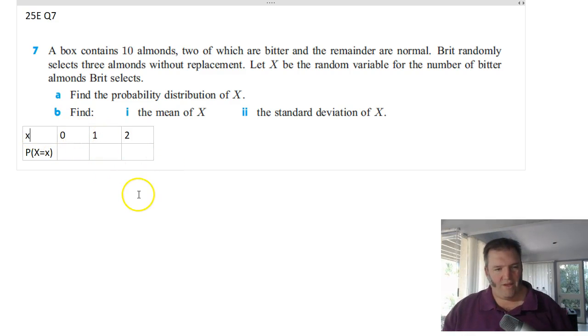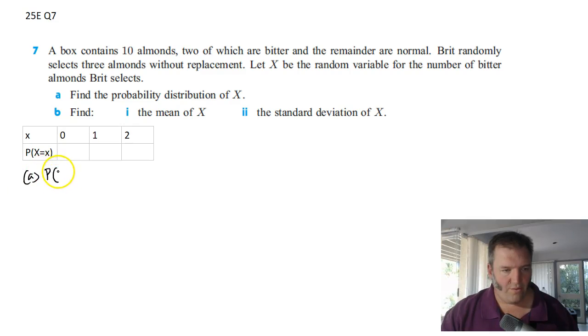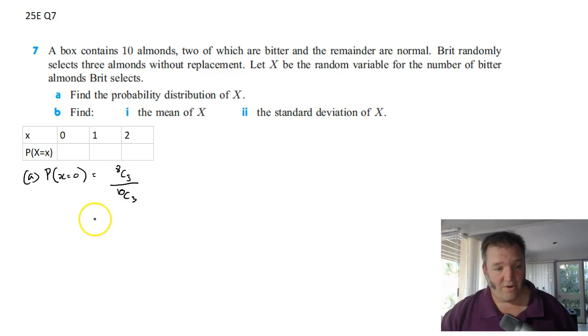So, how would I end up with 0 bitter almonds? Well, if I'm doing part A here, the probability that X equals 0, or 0 bitter, however you want to write it, is I'd have to choose all 3 of my almonds from the 8 that are not bitter. Now the total number of ways I could come up with a set of 3 almonds would be just choosing 3 out of the 10. So if I do 8C3 divided by 10C3, that will give you the answer.